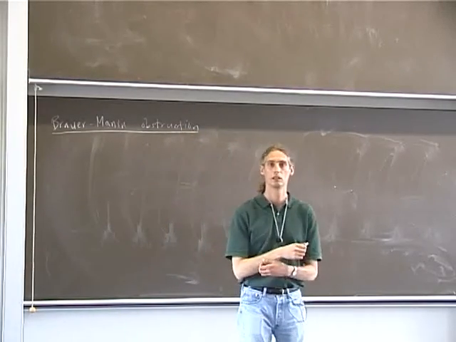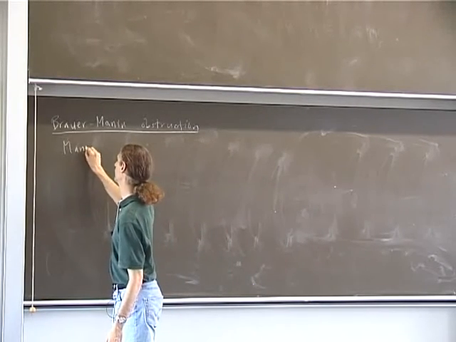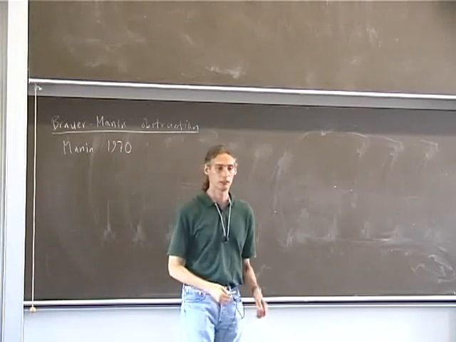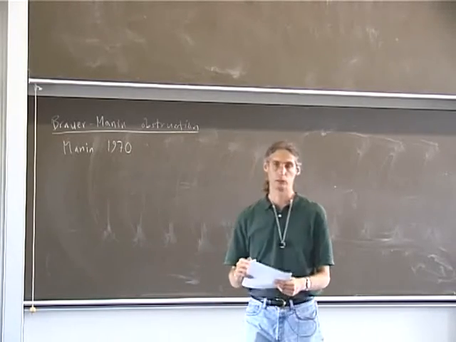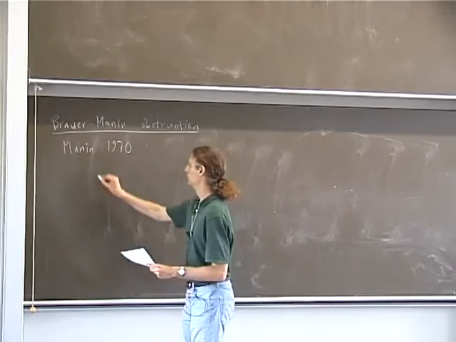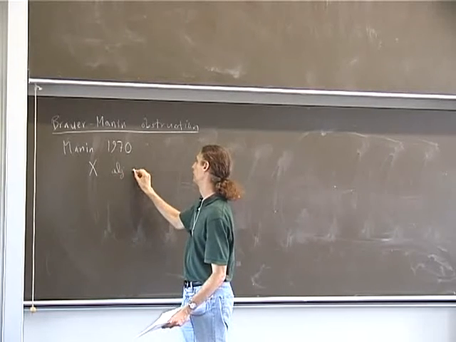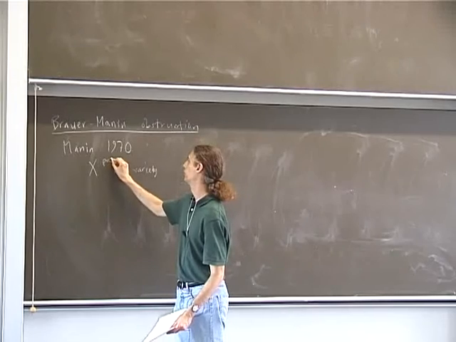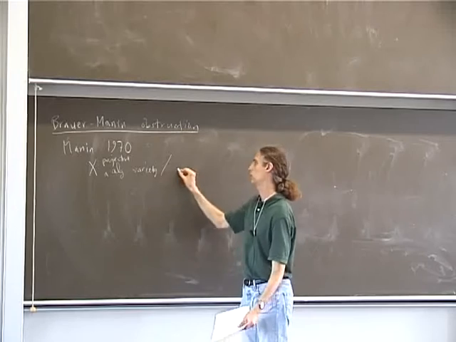So this is due to Manin, 1970, and the idea is to use the Brauer group to obtain obstructions to the Hasse principle and to weak approximation. So the setting is as follows. X is an algebraic variety, let's assume projective, over a number field K.